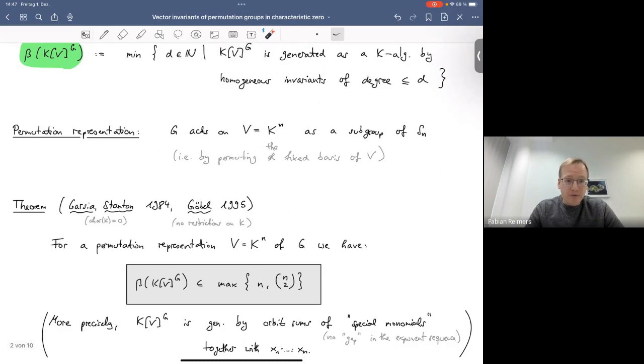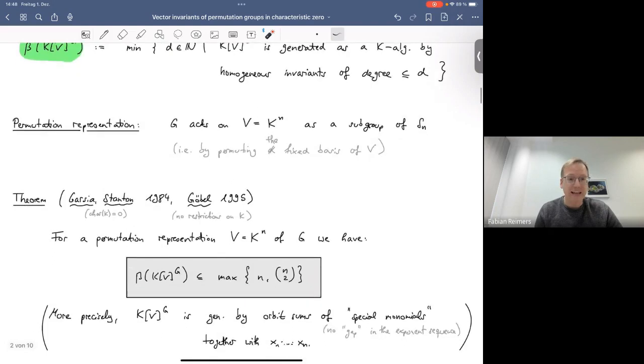If we have a permutation representation of degree n of our finite group G, then there is a degree bound known for the invariant ring. The invariant ring is generated by invariants of degree at most n choose 2. Let's say n is at least 3, so that you can forget the small cases. Then the degree bound is easy to remember. The invariant ring is generated by invariants of degree at most n choose 2. And this was proven in a very general situation by Göbel in the 90s. So K is just any field, and it was known before in characteristic zero.